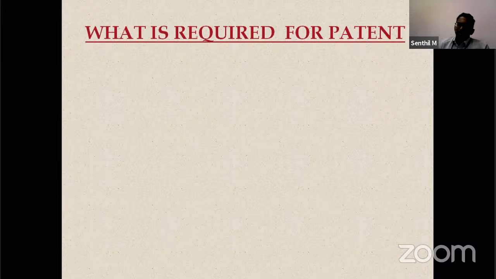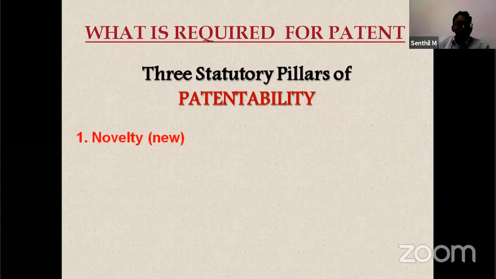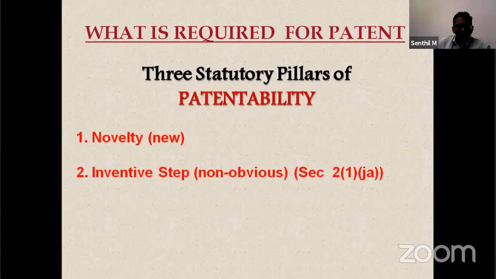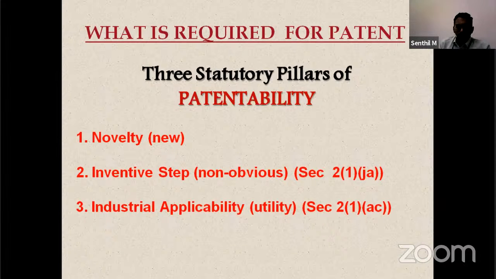So to have a patentable subject matter, you should have three statutory pillars. One is inventive novelty. The invention, what you do, it should be novel. It should be new. Nobody else in the world should know it. And inventive step, it should be non-obvious. There should be an inventive step. We should tell that this is the invention I have done. Then industrial applicability. I have given the different sections which are there in the Indian Patent Act, Section 2(1)(j) and Section 2(1)(ac). This point is given. What is inventive step and what is industrial applicability?